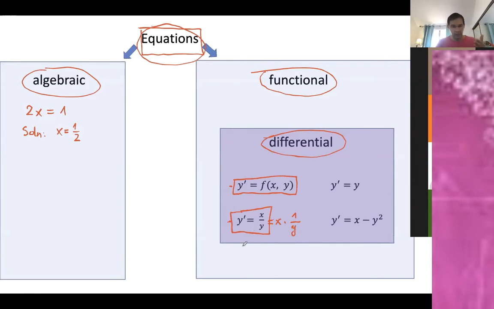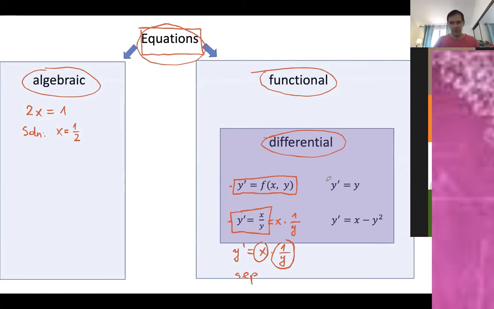So let me rewrite this. The differential equation is of this form, y prime is equal to x times 1 over y. And you can separate this differential equation into two pieces, so to say, one of which is a function that involves x only, and the other one is a function that involves y only. So this is an example of a separable differential equation. I'd like to tell you how to solve those today. Those are really simple to solve.